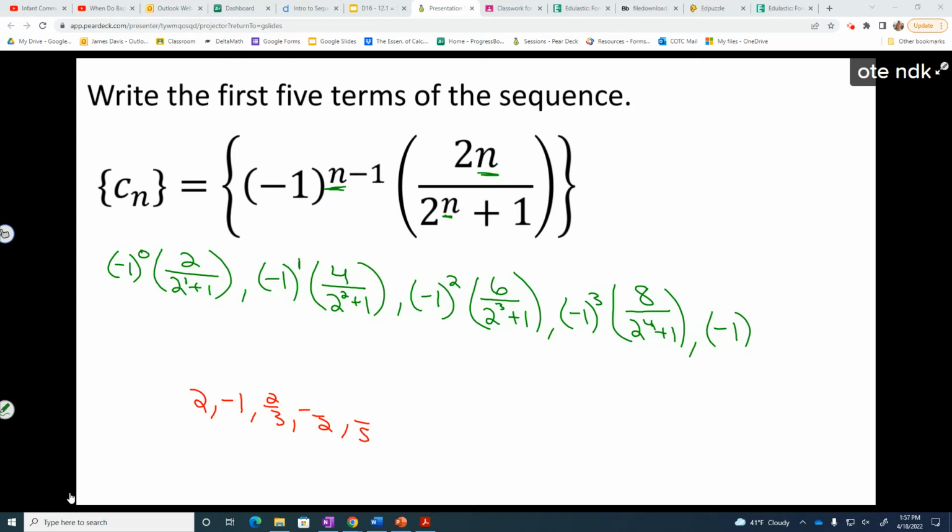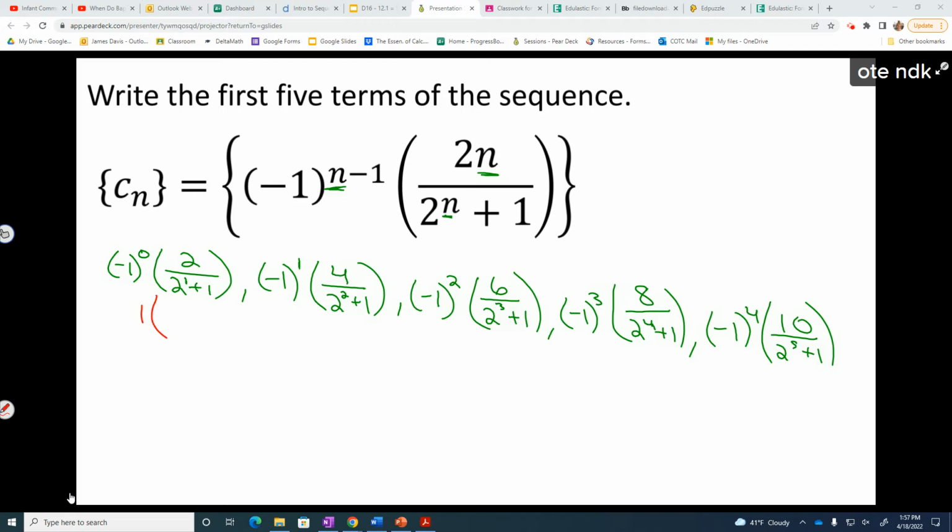All right, next we got negative 1. We're on the 5th term, so we're going to plug in 5. 5 minus 1, which is 4. 2 times 5, which is 10. 2 to the 5th plus 1. So you'll see what happens again with the negative 1 is it's going to alternate the powers again. What's negative 1 to the 0? It's 1. Anything to the 0 power is 1. Any number, any letter to the 0 power.